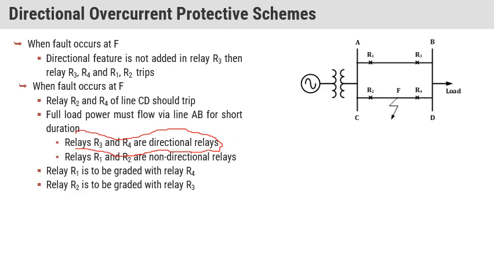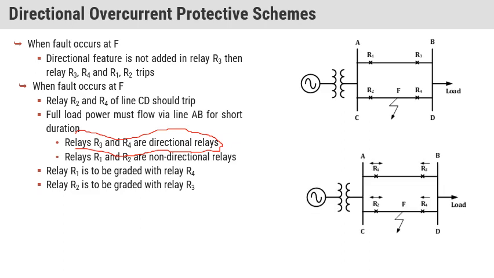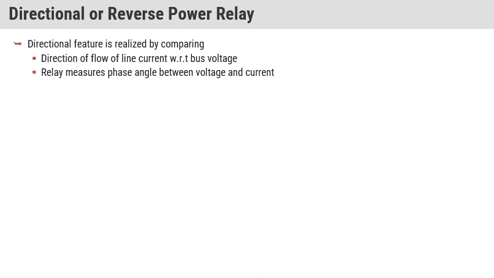Relay R1 is to be graded with relay R4, and R2 is graded with R3. The arrow indicates the directional or non-directional feature. The directional feature is realized by comparing the direction of flow of line current with respect to the bus voltage, and the relay measures the phase angle between voltage and current.